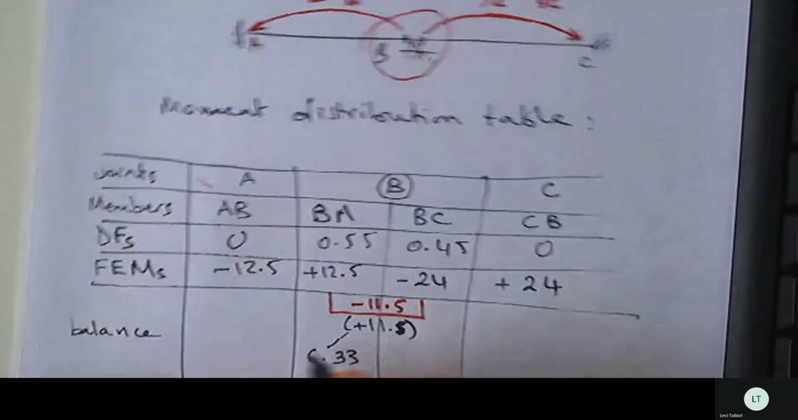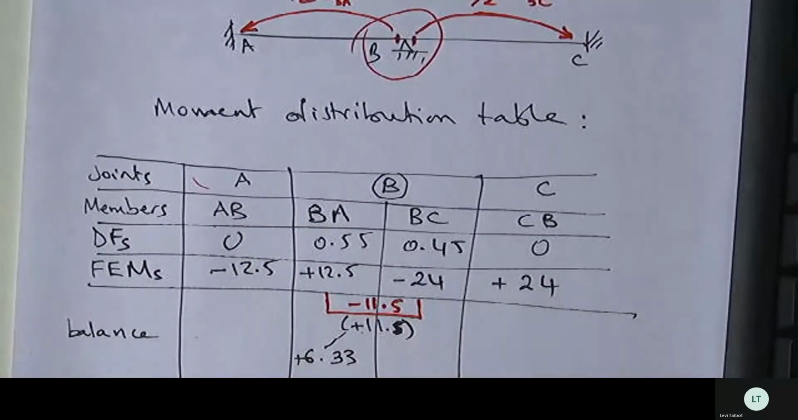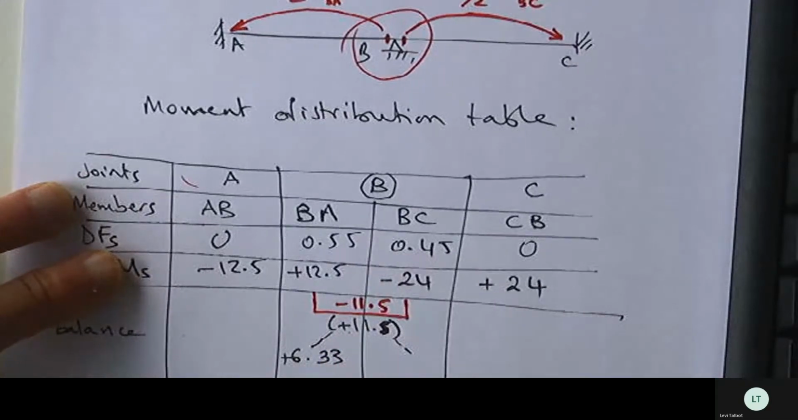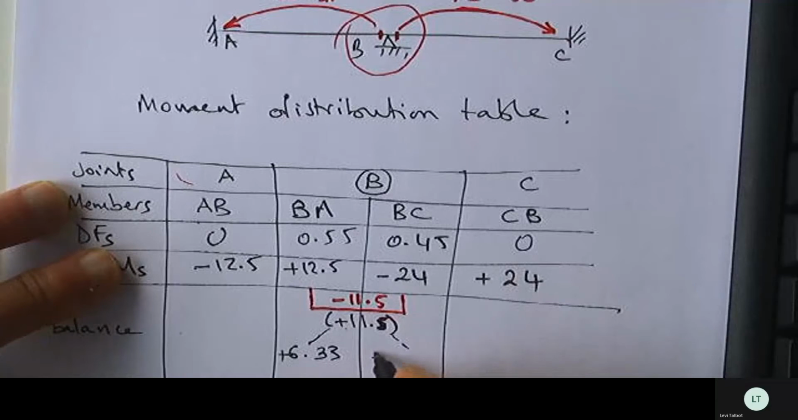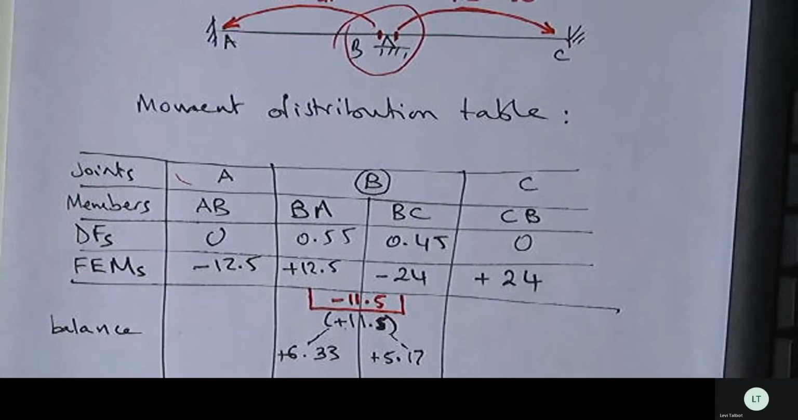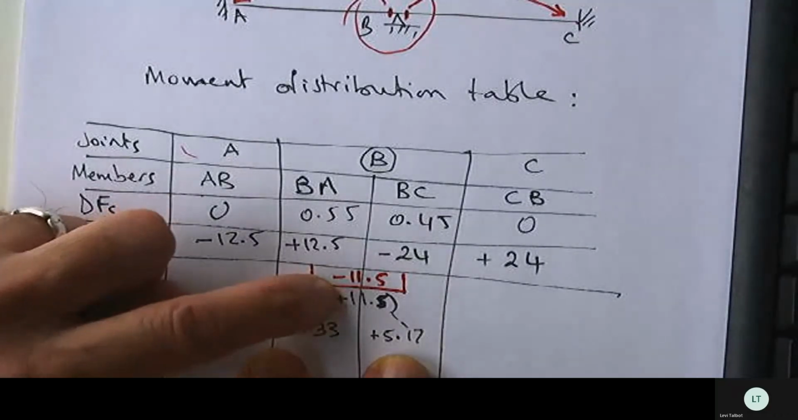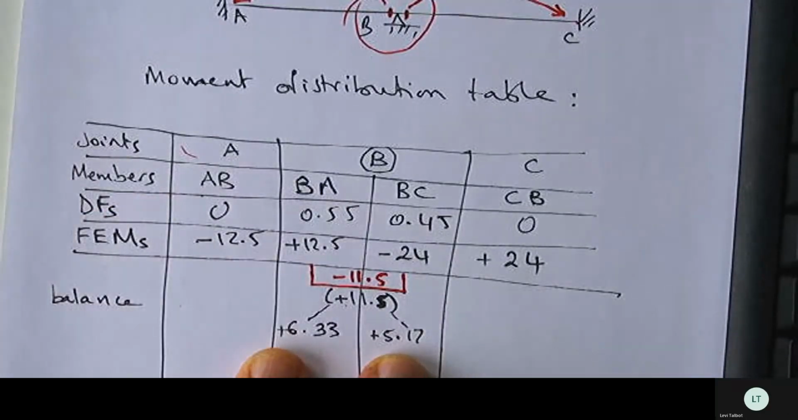Is that correct? So you do 11.5 times 0.55. Yeah, 6.33 to 2 decimal places. And we have got 11.5 times 0.45. I've got 5.17. Yeah, okay. What do you notice when you add these two together? Exactly, you get 11.5.